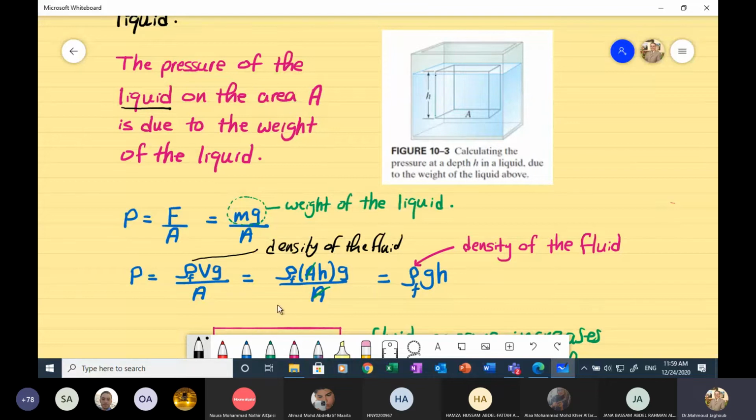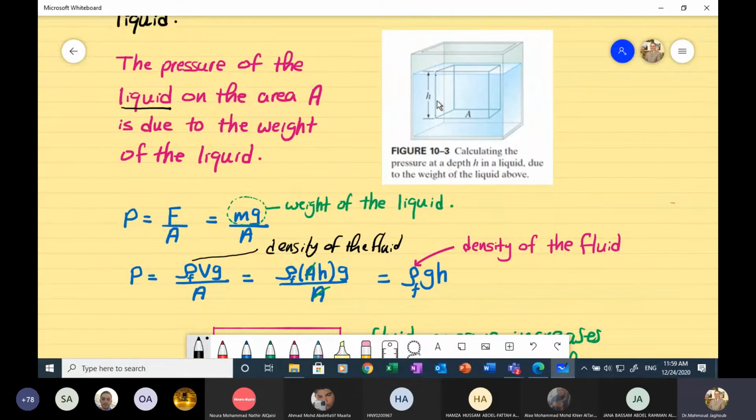Let me not say the height, but the depth below the surface of the fluid. So the pressure increases with depth. The deeper you are under the surface of the liquid, the more pressure you have on you.